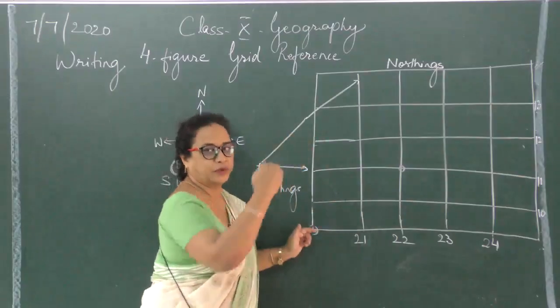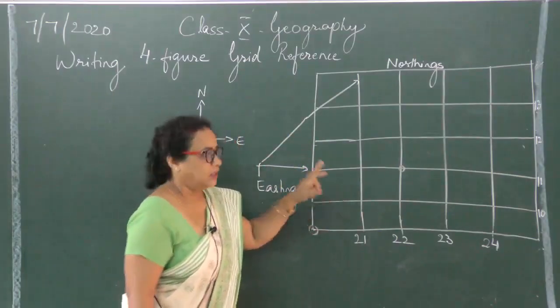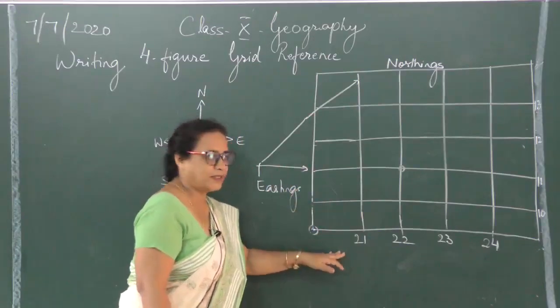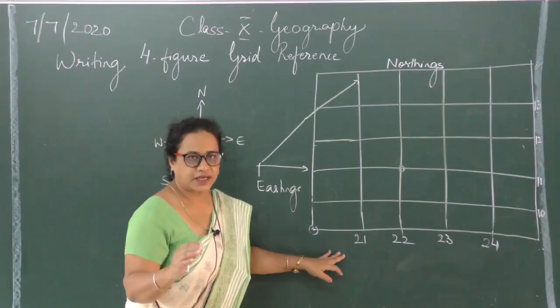Now, please notice the northings are all above the point of origin. They are north of the point of origin. That is why they are called northings. Clear? Now, notice their numbers. At random, I have given numbers for you to understand.